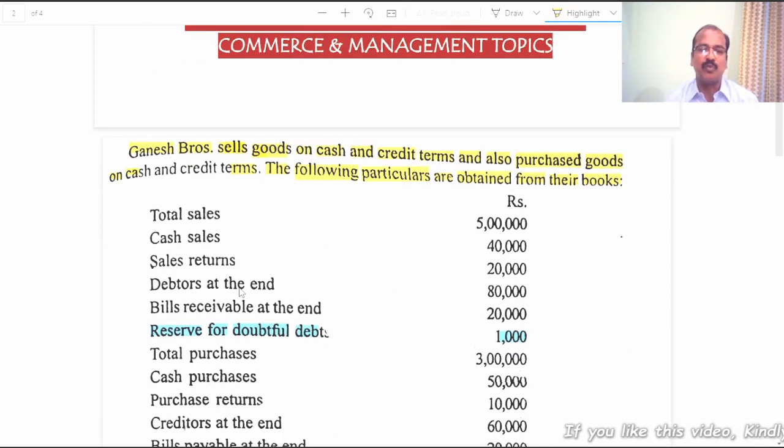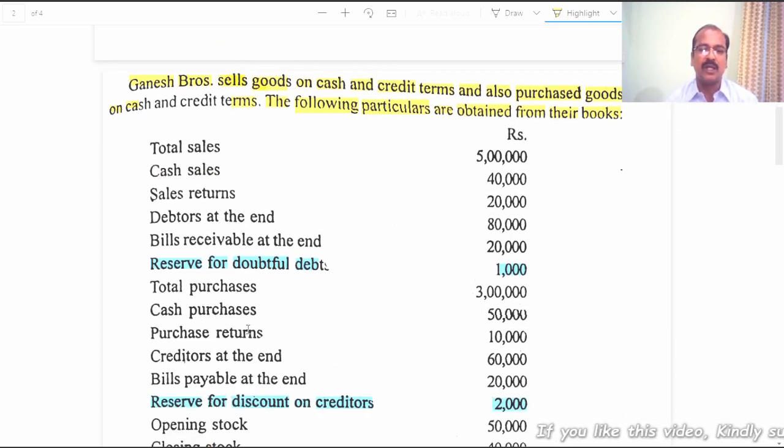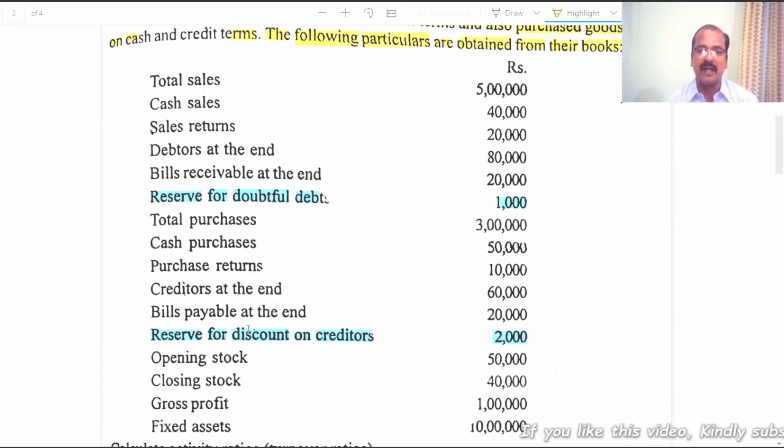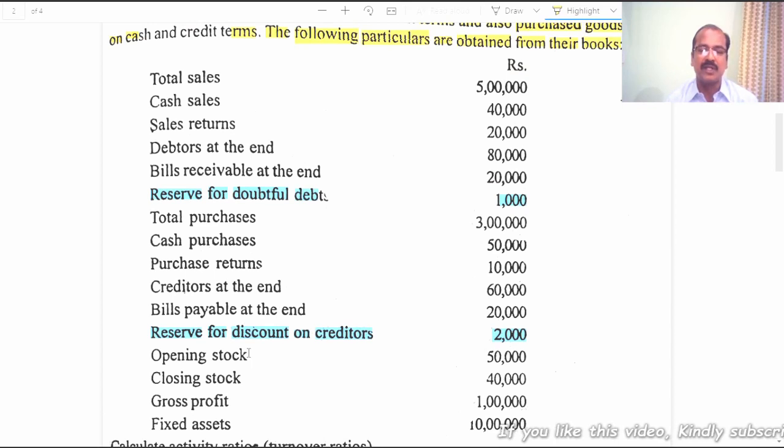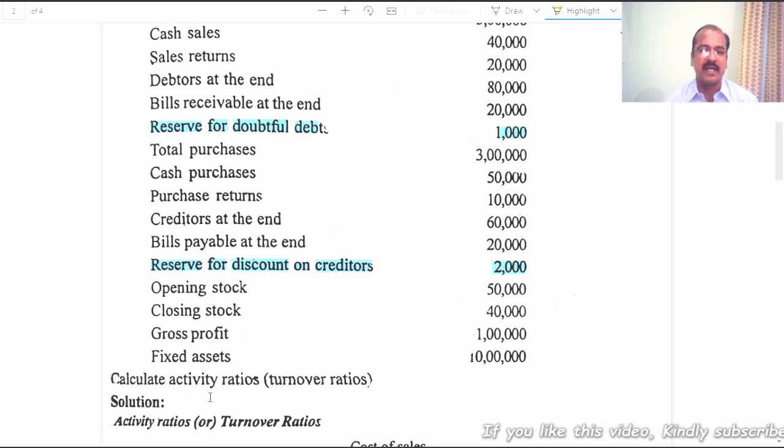The following particulars are obtained from their books. Total sales 5 lakh rupees, cash sales 40,000, sales returns 20,000, debtors at the end 80,000, bills receivable at the end 20,000, reserve for doubtful debts 1,000, total purchases 3 lakh rupees, cash purchases 50,000 rupees, purchase returns 10,000 rupees, creditors at the end 60,000 rupees, bills payable at the end 20,000 rupees, reserve for discount on creditors 2,000 rupees, opening stock 50,000 rupees, closing stock 40,000 rupees, gross profit 1 lakh rupees, fixed assets 10 lakh rupees.